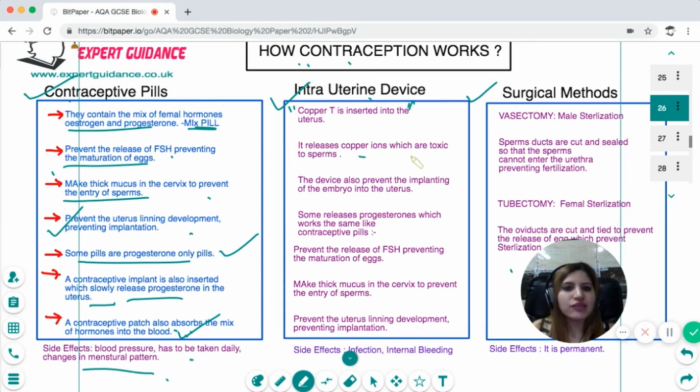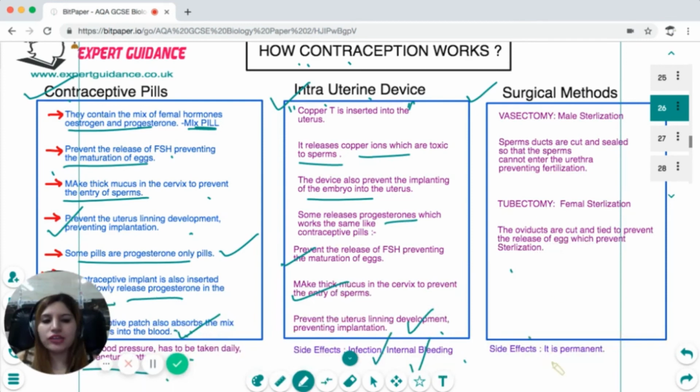On the other hand, intrauterine devices are mechanical devices like the copper T, which is inserted into the uterus. It releases copper ions, which are toxic to the sperms, and this device also prevents the implanting of the embryo into the uterus. And some of these IUDs, intrauterine devices, also release progesterone, which works the same way as the progesterone pills, which prevents the release of FSH, preventing the maturation of the egg. They make thick mucus in the cervix to prevent the entry of sperms, and they also prevent the uterine lining development, preventing implantation. But IUDs have side effects like infections or internal bleeding.